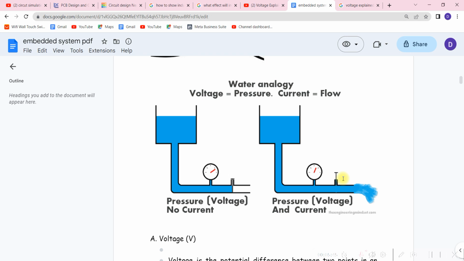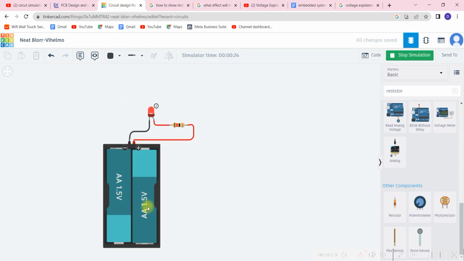So let me give you the simplest way of understanding this. If you look at this setup I have here, this supplies my voltage. You see here is 1.5 and 1.5, so together that's 3 volts, right? So we have 3 volts for my battery. Basically it means the amount of pressure this thing can supply is 3 volts worth of pressure, in a way.